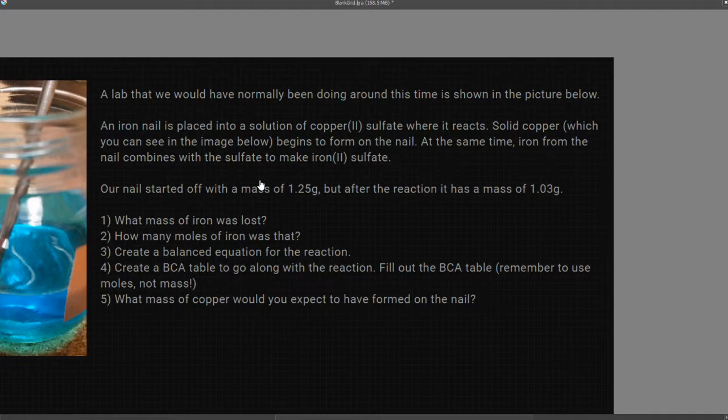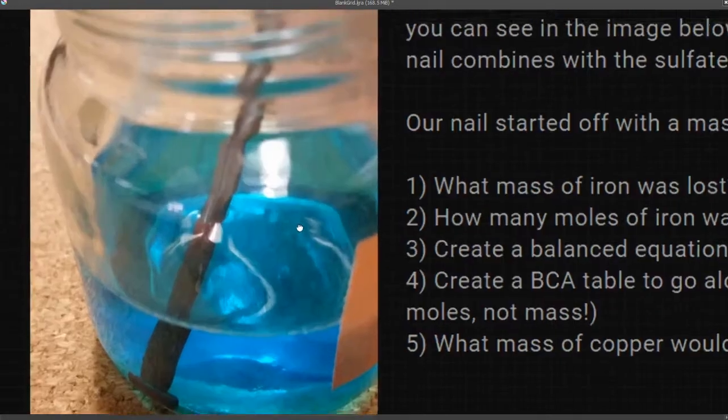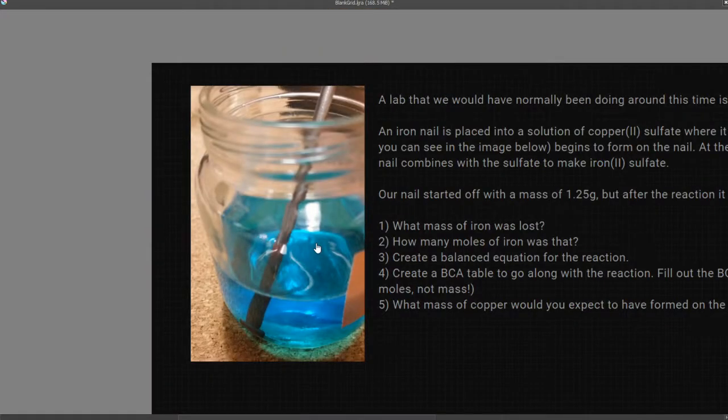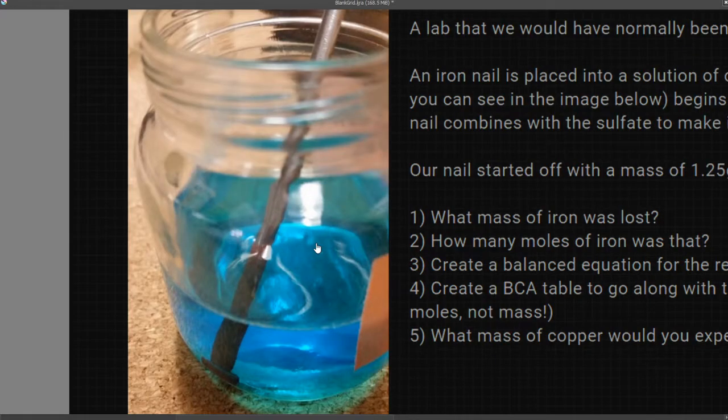Our nail started off with a mass of 1.25 grams, but after the reaction it has a mass of 1.03 grams. It's actually really cool when we really do this. The nail physically gets thinner. So what I usually do is I hand a student a nail that went through the reaction, and then I hand a student a nail that didn't. You can't really see it with your eyes super well, but your fingers can 100% tell that one of the nails has gotten thinner. And it's literally from the iron atoms being ripped off during this reaction.